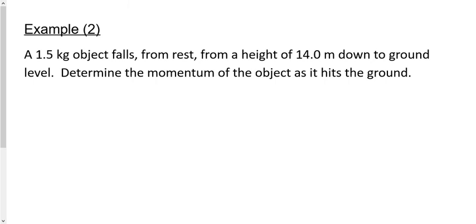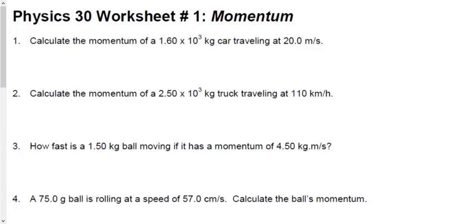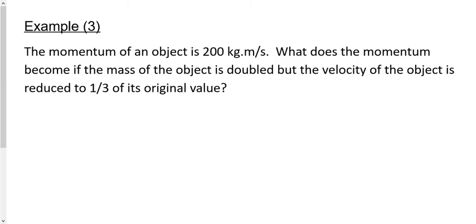One more example question, and we'll have you work on some questions. But that's not the one. This is the one. Number 3. This one says the momentum of an object is 200 kilograms meters per second. What does the momentum become if the mass is doubled, but the velocity is reduced to 1/3 of its original value?